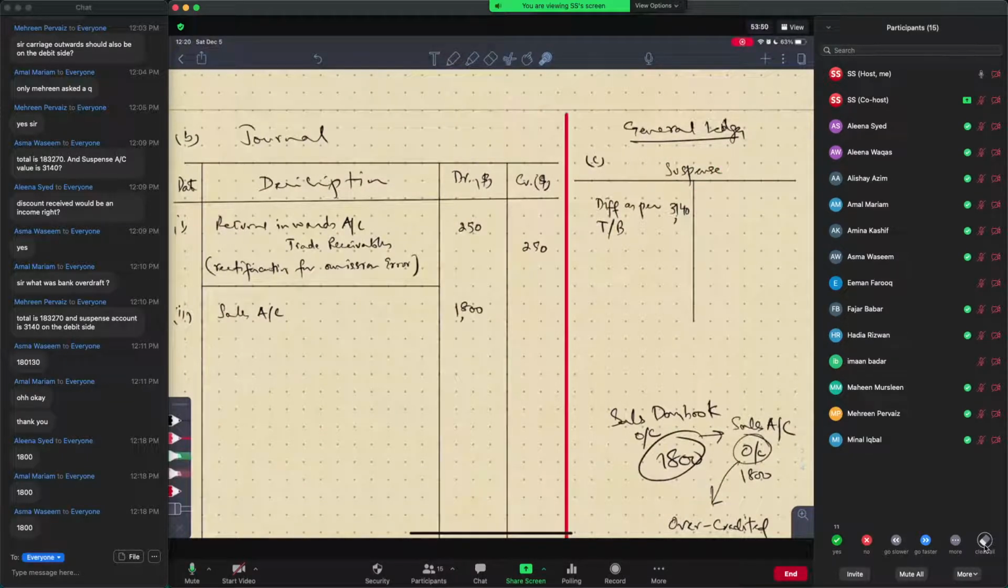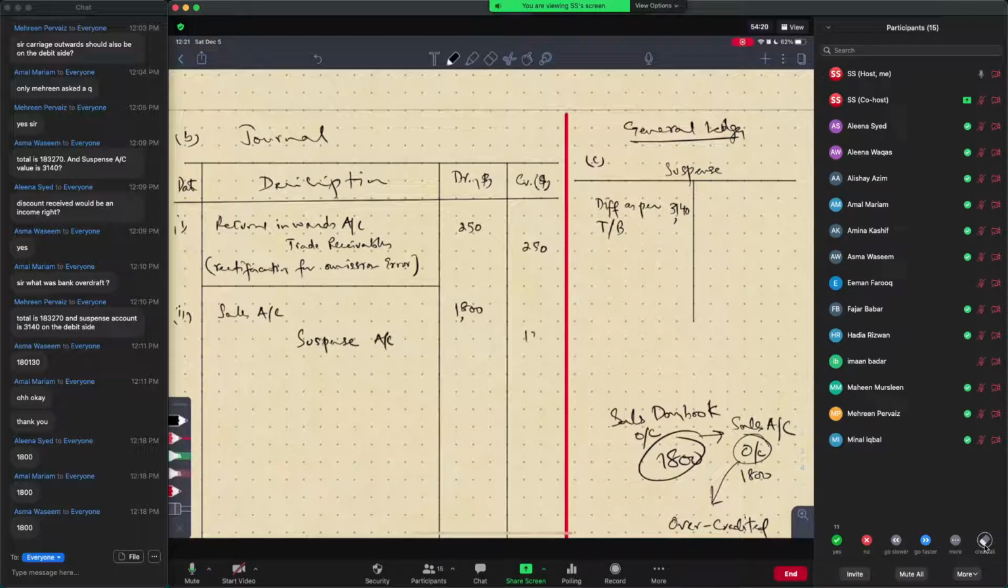So every time you deal with an error rectification which involves a disequilibrium, you will see that disequilibrium translating within the rectification entry as well. Like over here, there's nothing to be credited here. So that creates this vacuum in the double entry system. So we are going to fill in that vacuum by inserting suspense account.